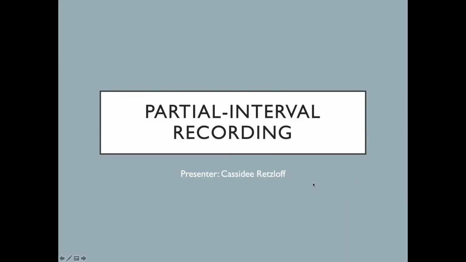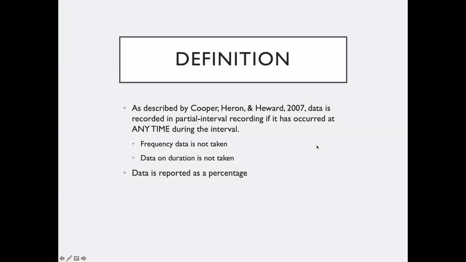Hey everyone, I am here to talk to you about partial interval recording today. This is a form of measurement where, if the target behavior occurs at any time during the interval, it is marked as having occurred for the entire interval. This does not mean that it occurred for the duration of that interval, just that it occurred at some point within that time period.